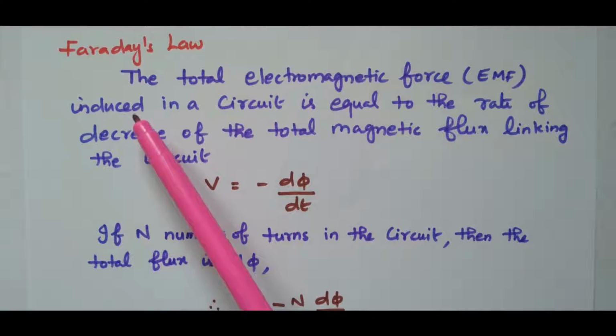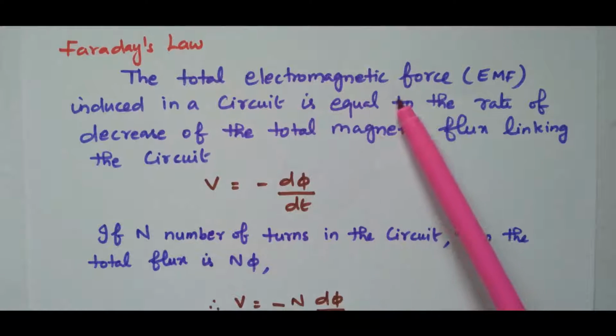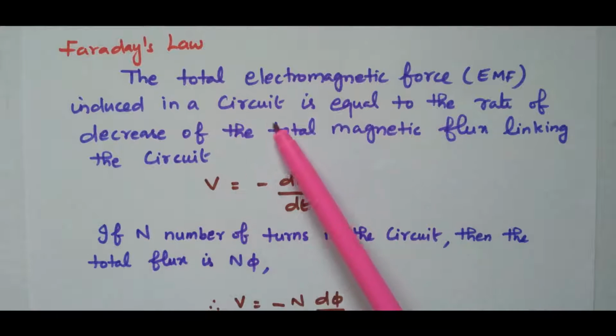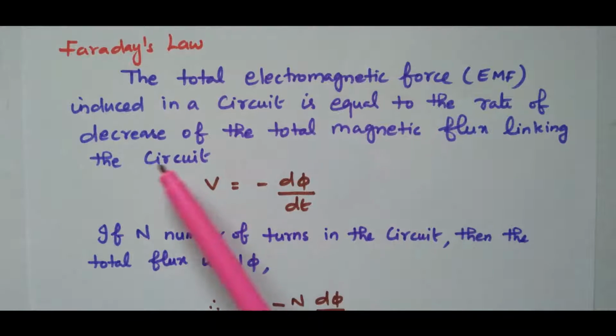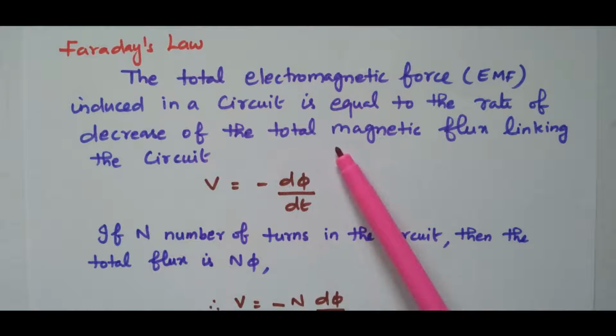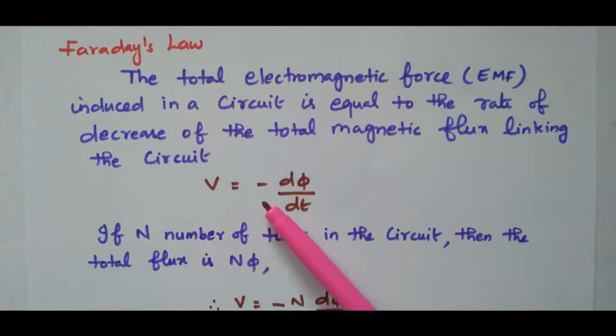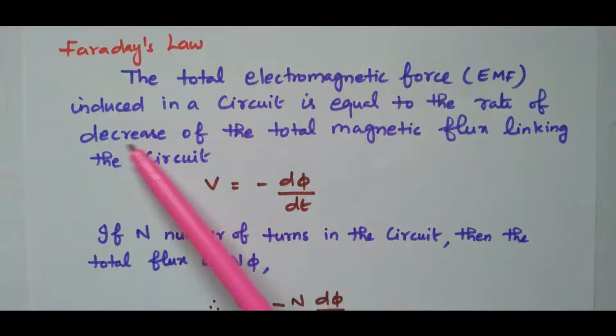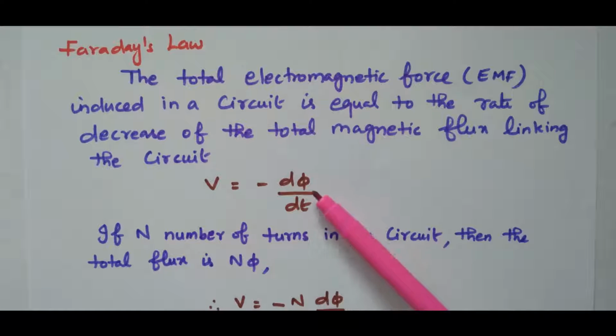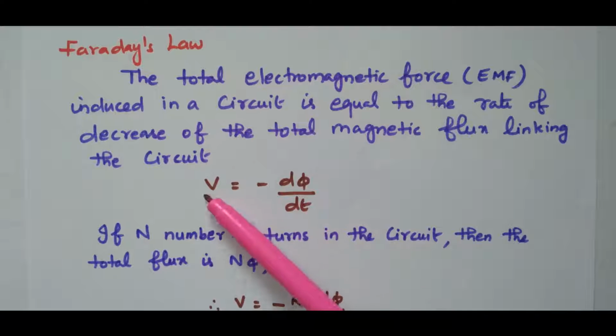Based on the statement, the total electromotive force EMF induced in a circuit is equal to the rate of decrease of the total magnetic flux linking the circuit. V equals minus dΦ by dt. This negative sign indicates decreasing. So due to the rate of change of flux, EMF is produced in the coil.